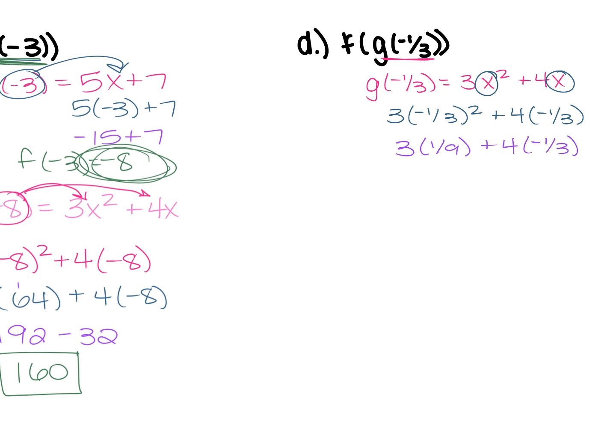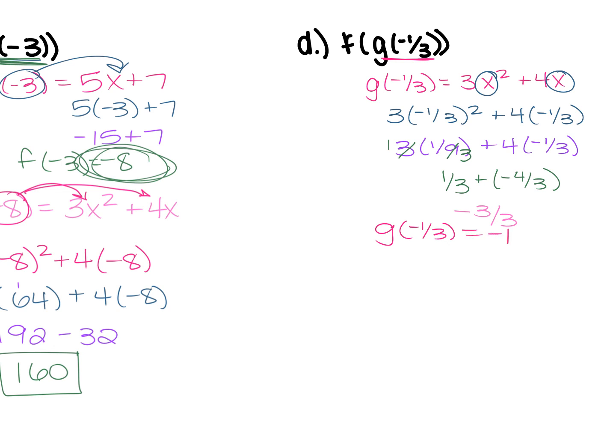The 3 times the 1/9, the 3 becomes 1, 9 becomes 3. That gives you 1/3 plus 4 times negative 1/3, which is negative 4/3. You combine these. Your bigger number is the 4/3, so keep the negative in front of it, and subtract the numerators: negative 4 plus 1 is negative 3 over 3. So g of negative 1/3 is negative 1.